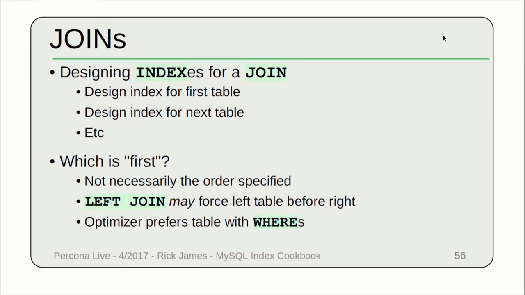So which one's going to be first? Probably the one that has the best where clauses. Probably not the one that says left join. But sometimes the optimizer says, oh, you don't need left. I can see that it doesn't buy you anything. But it's definitely not the order you put them in unless you said straight join, which is along with force index. Don't do it.